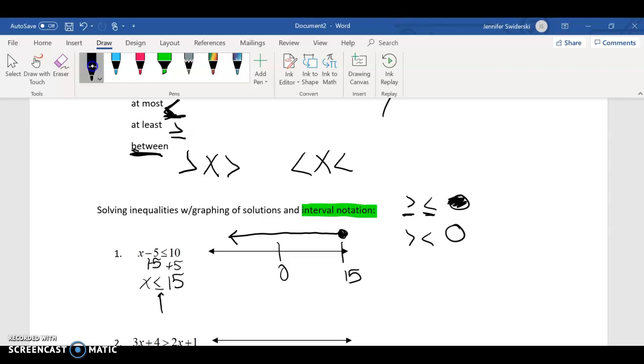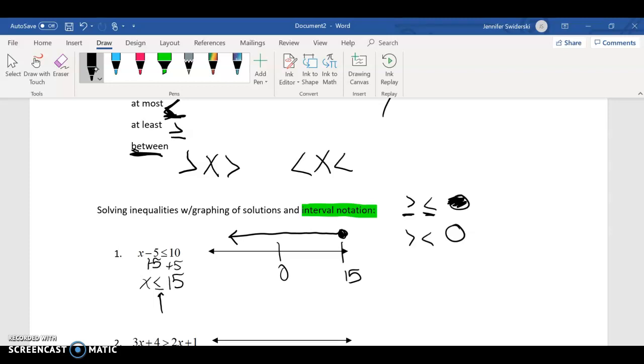All right. So again, same thing that we've been doing, pretending like there's an equal sign here, but a little different in the fact that now we have to make a circle at our solution, shade it in or leave it open, and indicate which way our arrow goes. So x is less than or equal to 15.